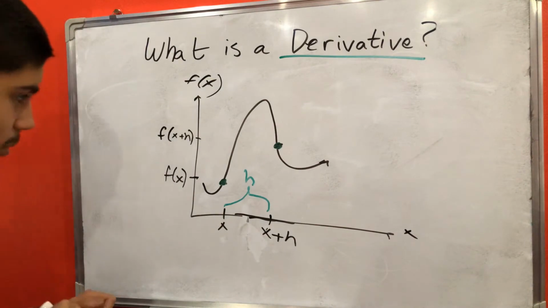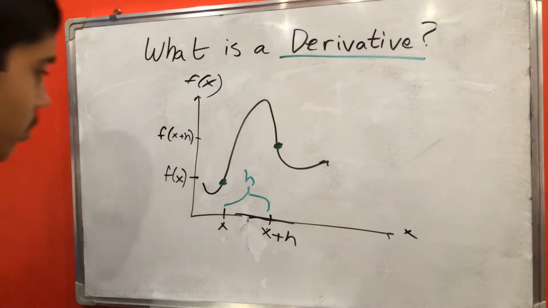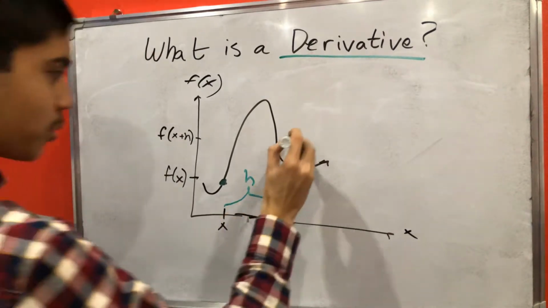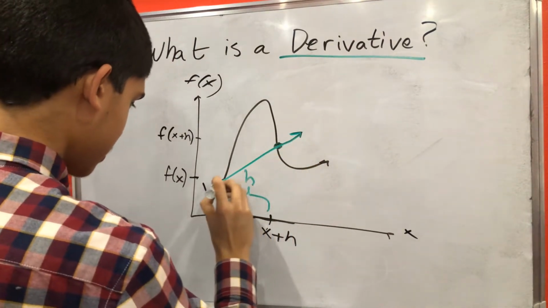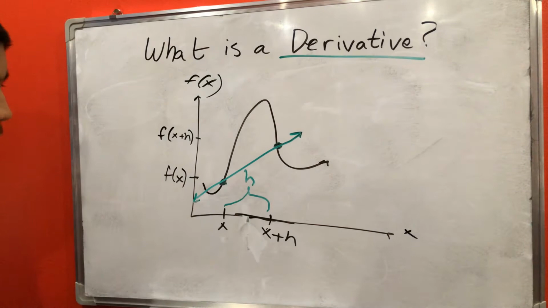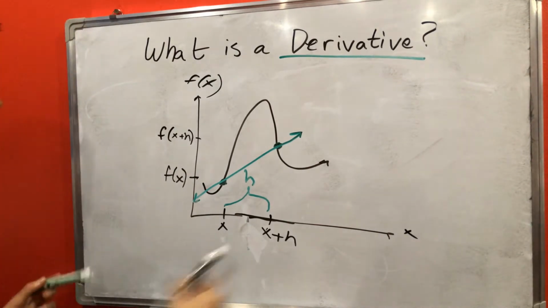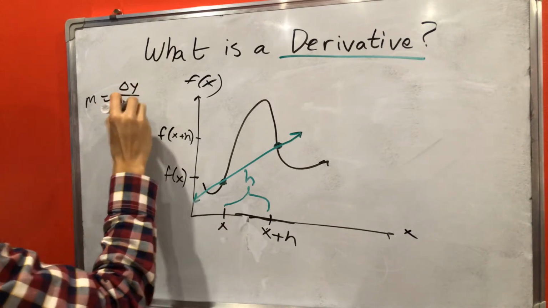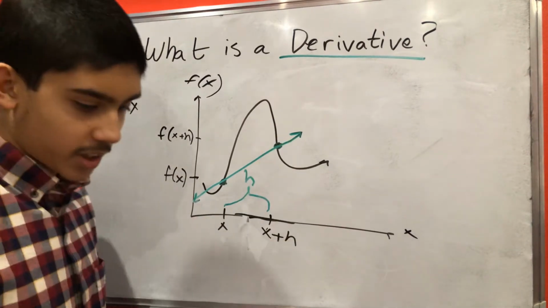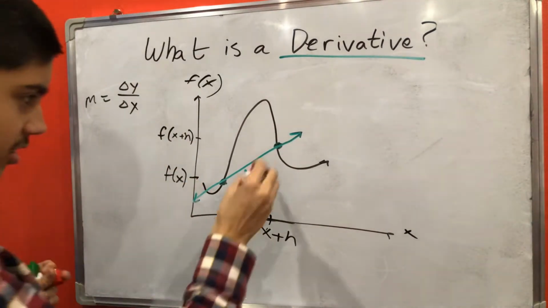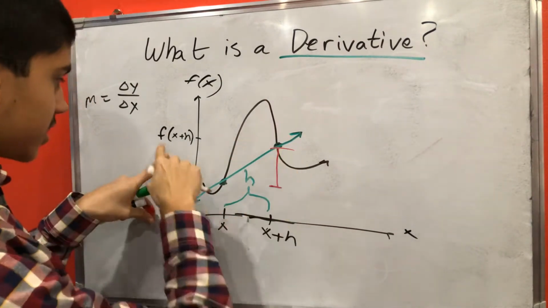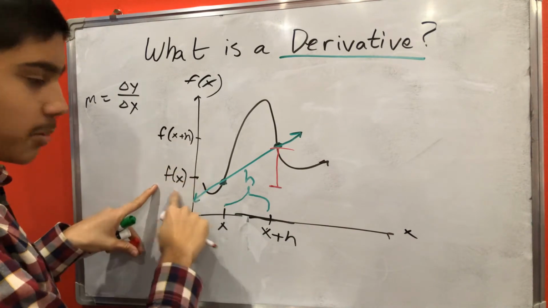And so I'm going to say we can make an approximation for this graph by just finding the slope of this. Okay, and what would the slope of this line be? So we know that this is just going to be a linear line, and slope is just change in y over change in x. So what's the change in y? The change in y is just this, right? This is the change in the y-axis. So what is this? This is f of x plus h minus f of x.